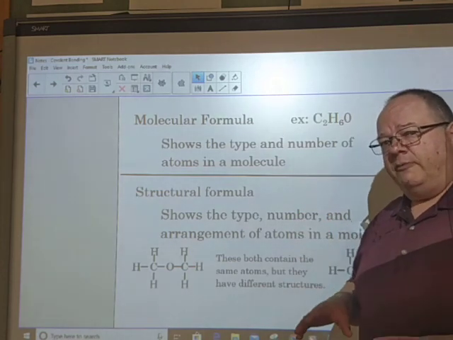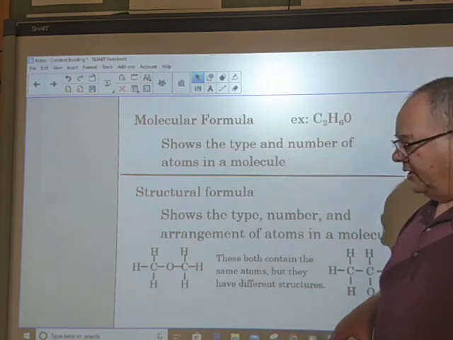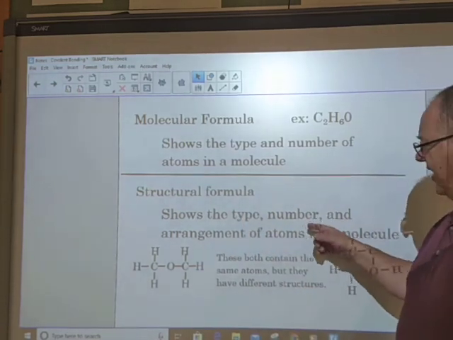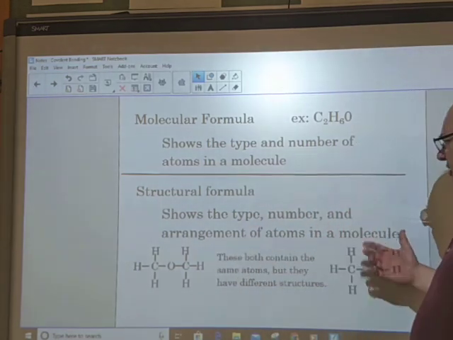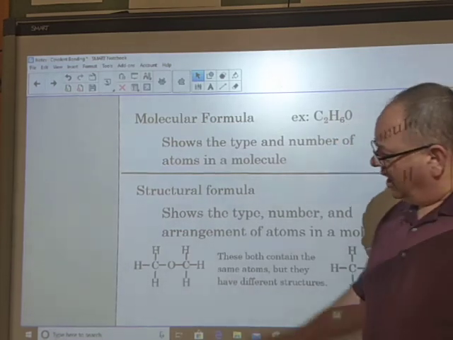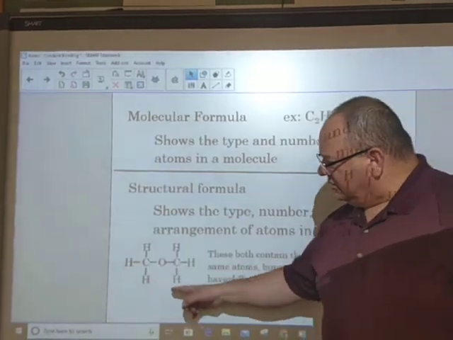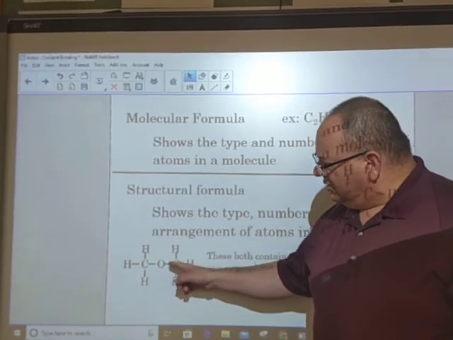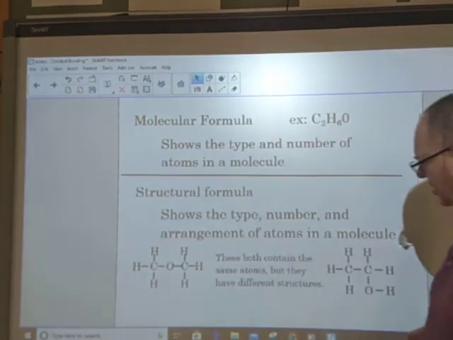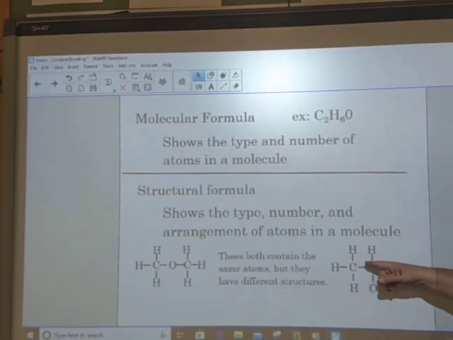Sometimes we need more information than that, so we go to a structural formula. Now, in a structural formula, you'll also have the type of atoms, you'll also have the number of atoms, but you also get the arrangement of the atoms. So from that molecular formula, C2H6O, I could arrange those atoms this way, where the oxygen is in the middle, and the 2 carbons are attached to the oxygen, and then there's 6 hydrogens around. Or I could put the carbon bonded to carbon and put the oxygen sticking off of just 1 carbon, and then the hydrogens go around.